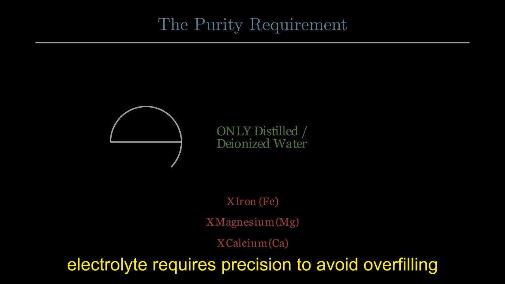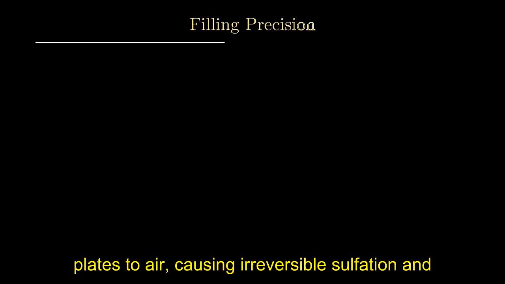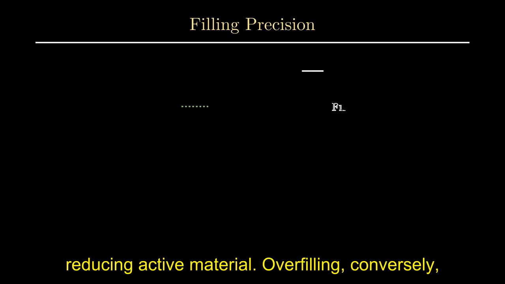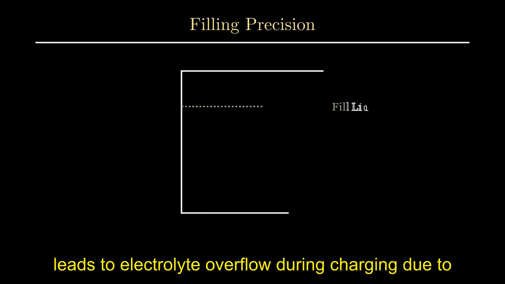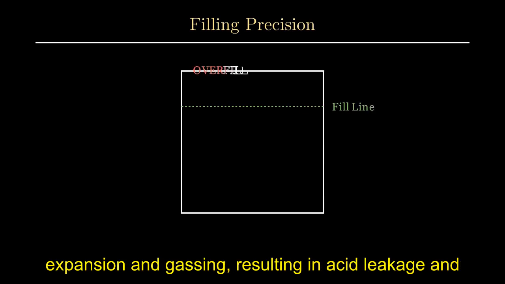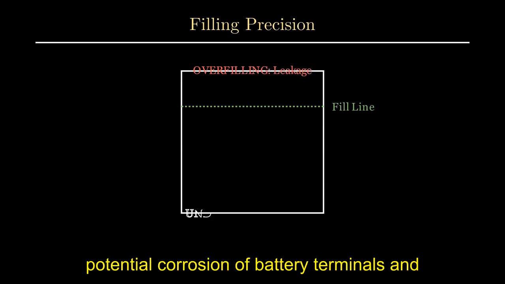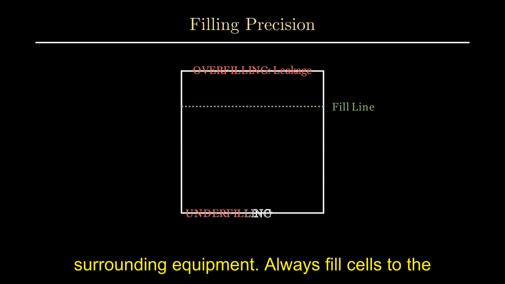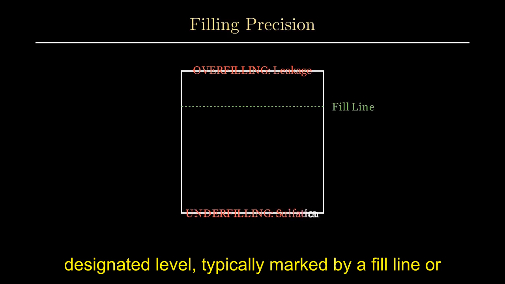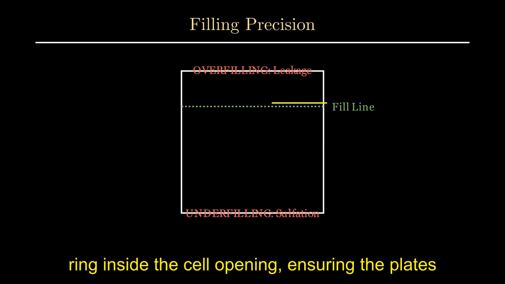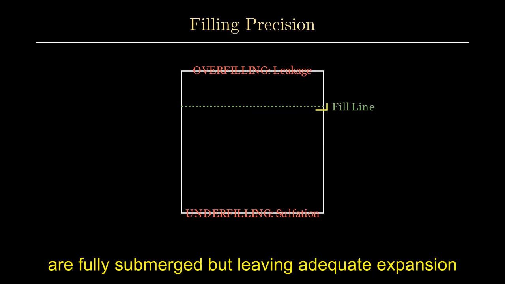Refilling the electrolyte requires precision to avoid overfilling or underfilling. Underfilling exposes the battery plates to air, causing irreversible sulfation and reducing active material. Overfilling, conversely, leads to electrolyte overflow during charging due to expansion and gassing, resulting in acid leakage and potential corrosion of battery terminals and surrounding equipment. Always fill cells to the designated level, typically marked by a fill line or ring inside the cell opening, ensuring the plates are fully submerged but leaving adequate expansion room.